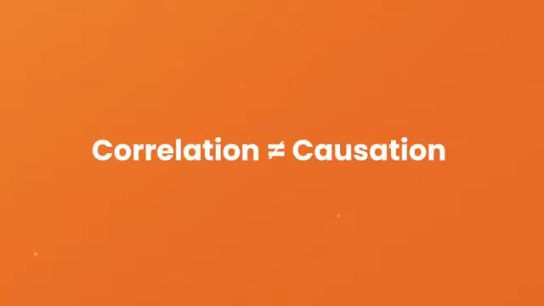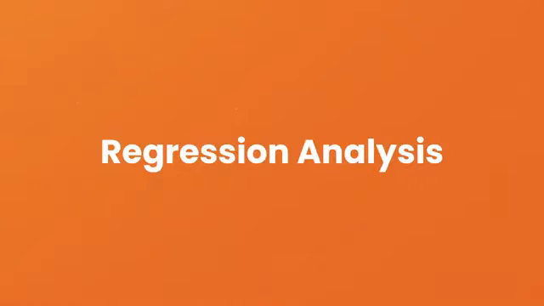Now, it's really important for me to highlight here that while correlation analysis can help you understand how two variables are related, in other words, how they move together, it doesn't prove that one variable causes the other. Correlation is not causation, so be careful to not assume that one variable causes another when you're looking at correlation data.